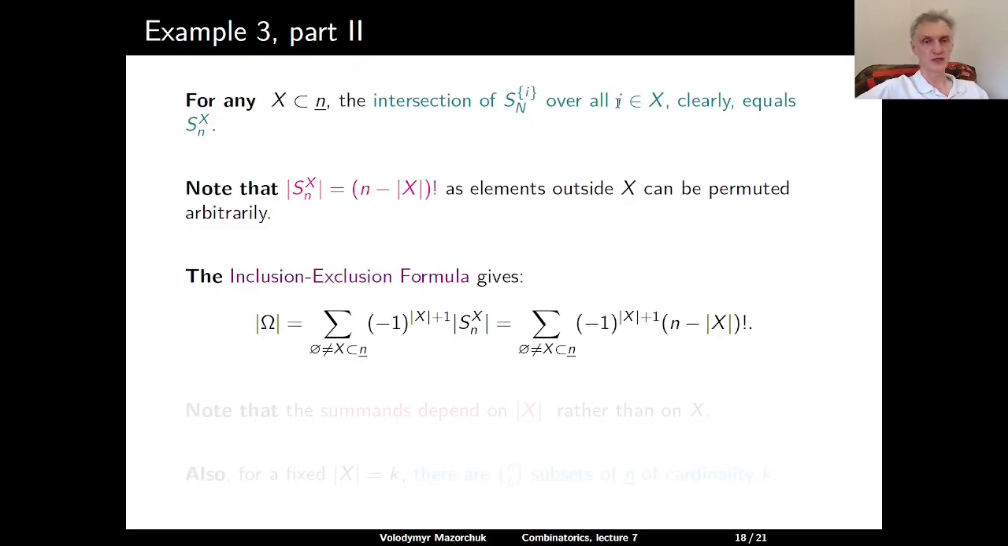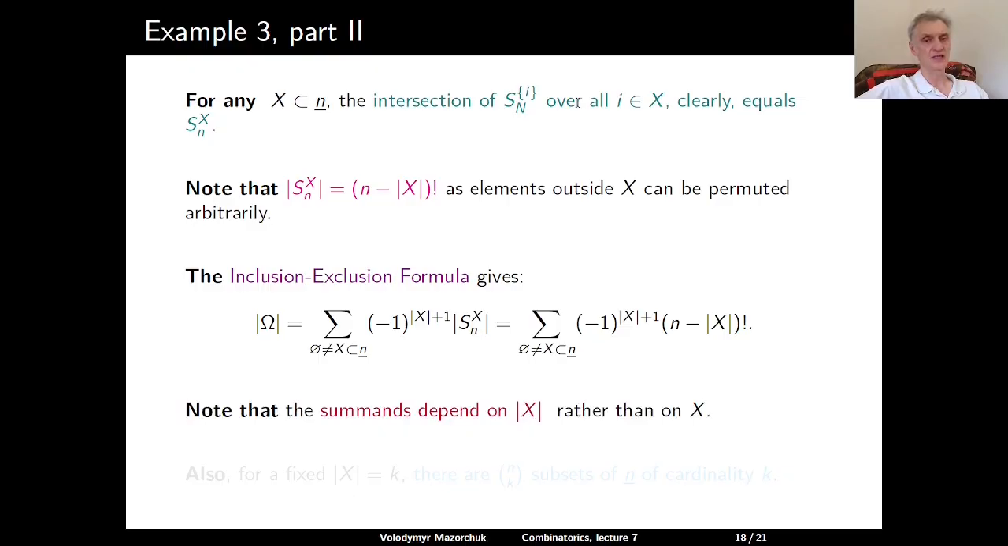And so we use the inclusion-exclusion formula and get that the cardinality of omega is equal to the sum over all non-empty X, which is a subset of n underlined, of minus 1 to the power cardinality of X plus 1, times the cardinality of S sub n upper X. And since we know what the cardinality of S sub n upper X is, we can write it as a sum over all non-empty subsets X of n underlined, of the sign minus 1 to the power the cardinality of X plus 1 times n minus the cardinality of X, factorial.